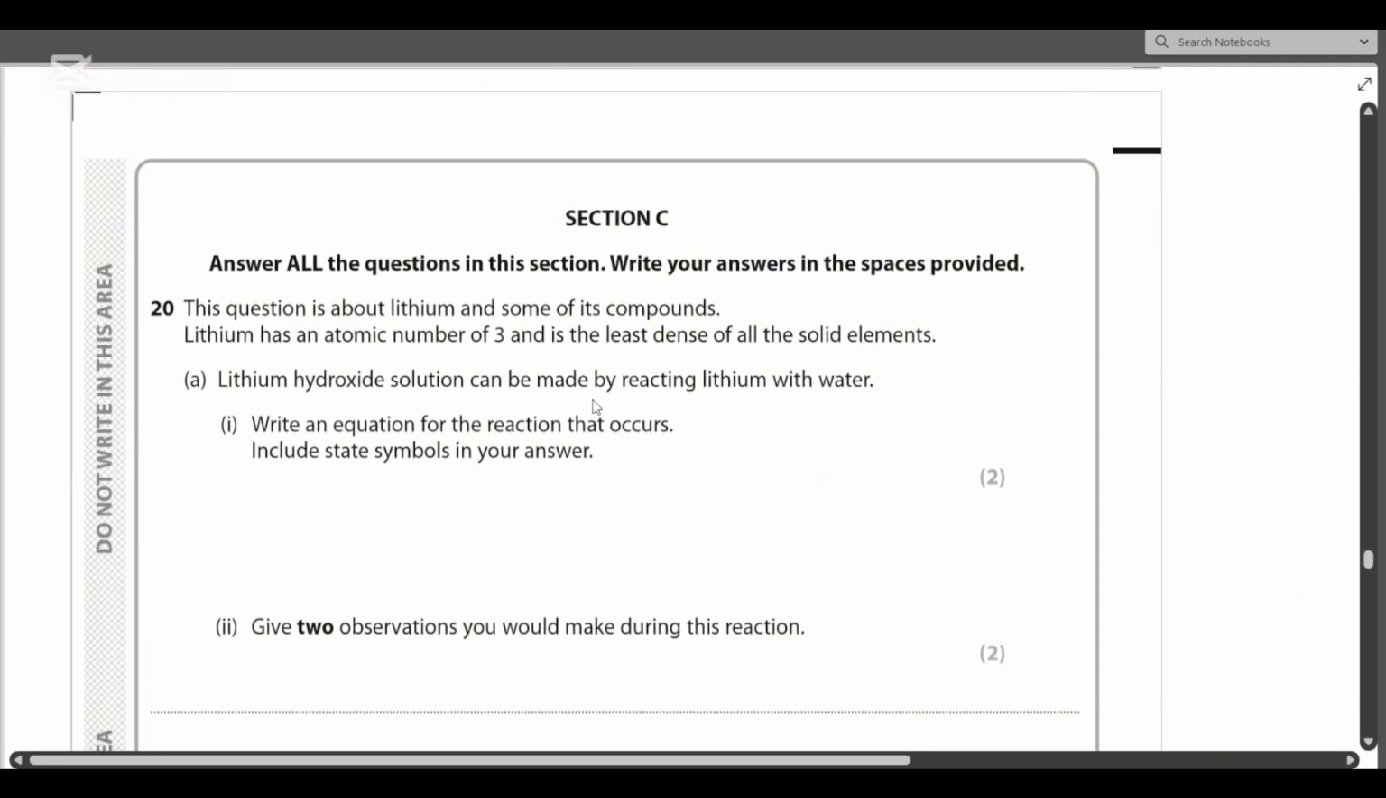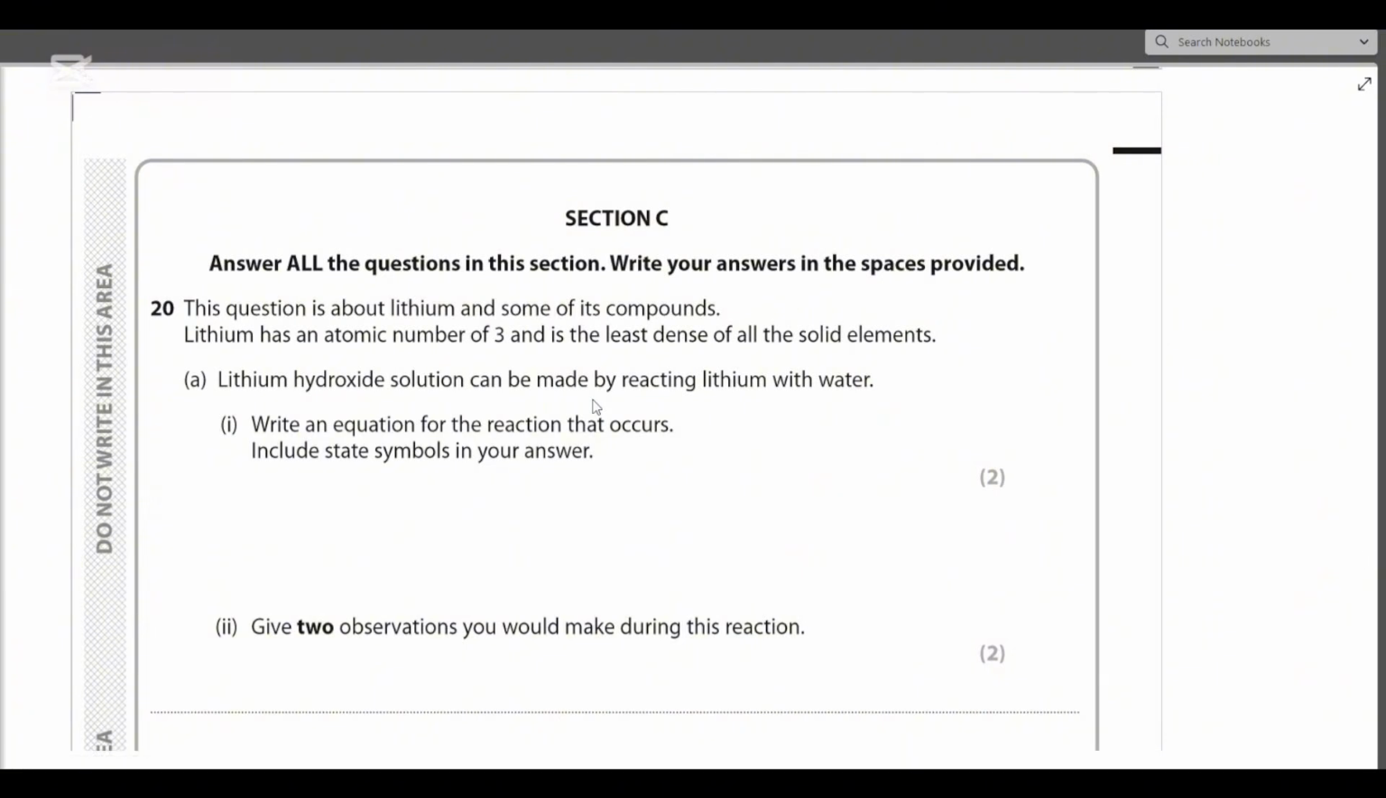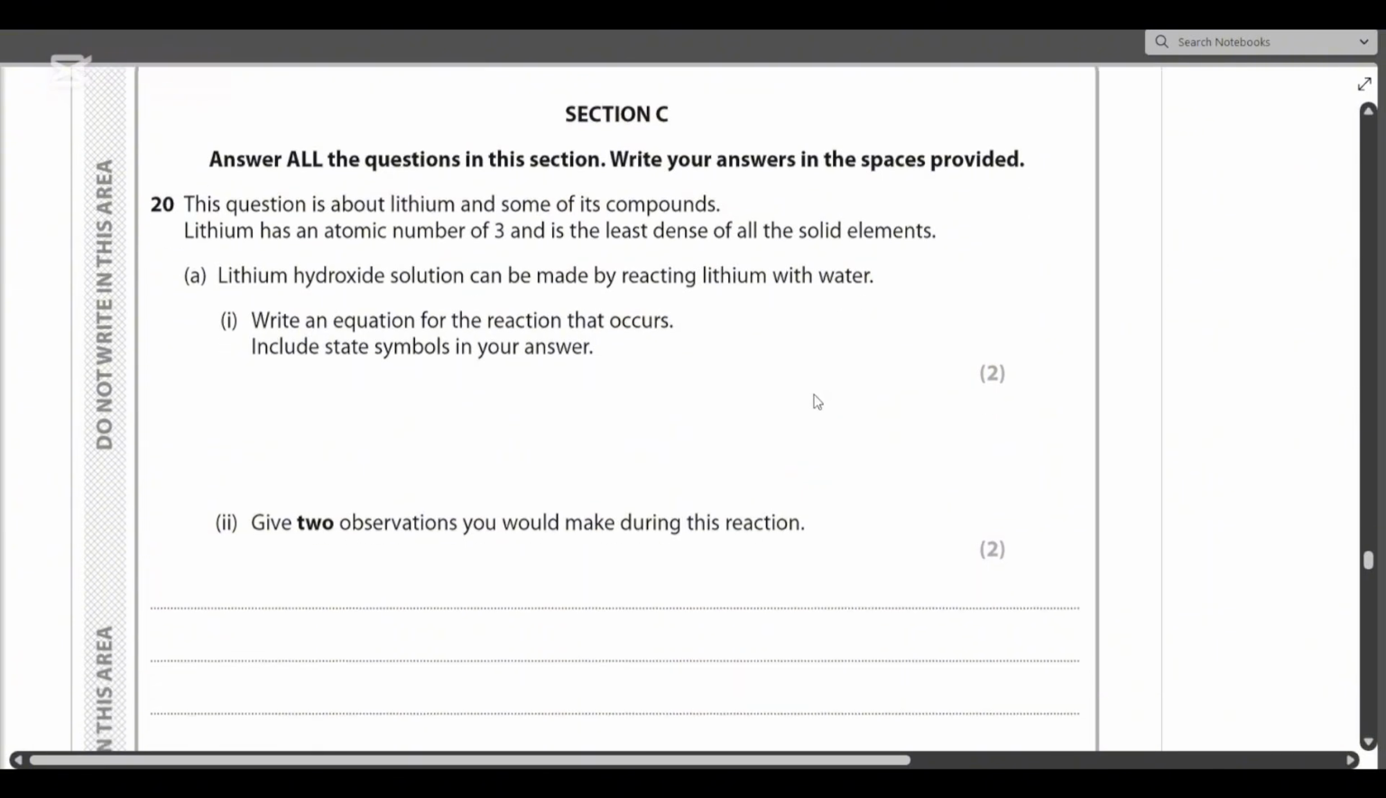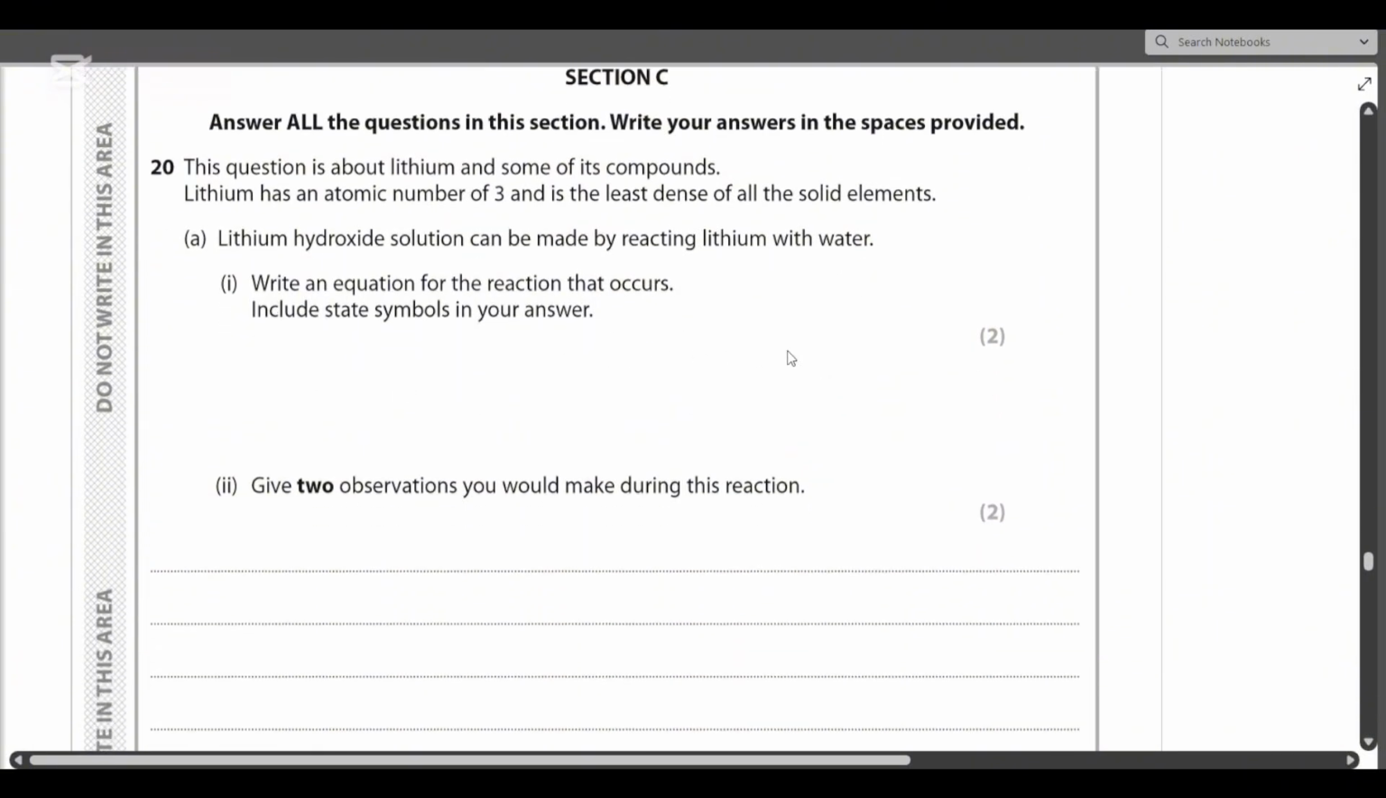Okay, section C, number 20. Now this question is about lithium and some of its compounds. Lithium has an atomic number of 3 and it's the least dense of all the solid elements. Now, lithium hydroxide solution can be made by reacting lithium with water. Write an equation for the reaction that occurs.